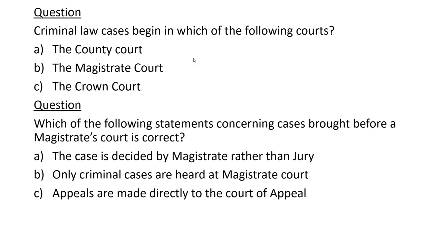Appeals are made directly to the Court of Appeal. Appeal cannot be directly made to the Court of Appeal from the Magistrate Court. The appeal from a magistrate goes to the Crown Court or to the Queen's Bench Division, specifically the High Court. And from the Crown Court, they can go to the Court of Appeal.